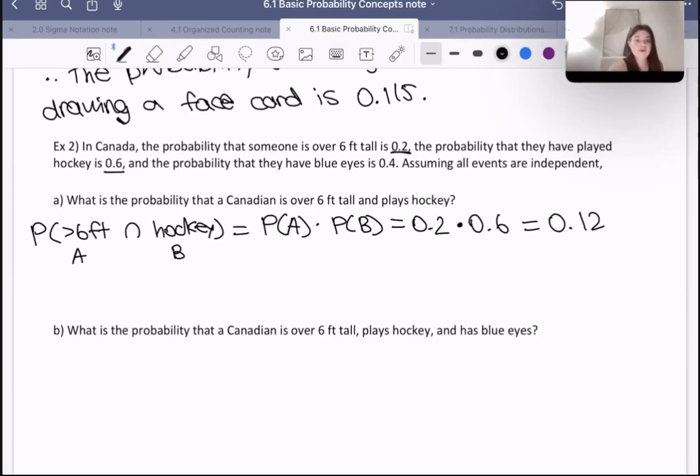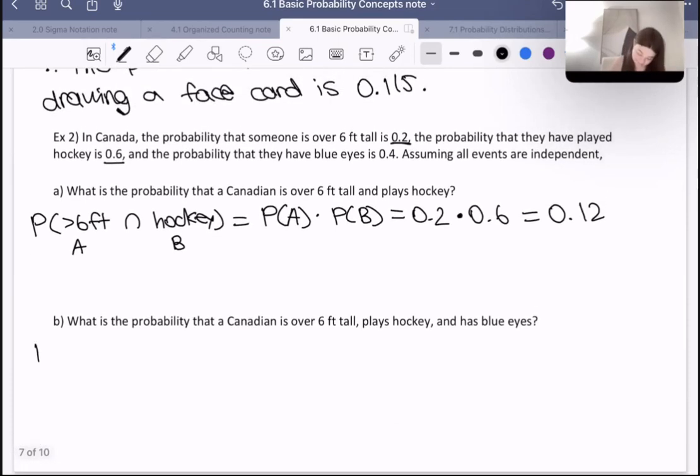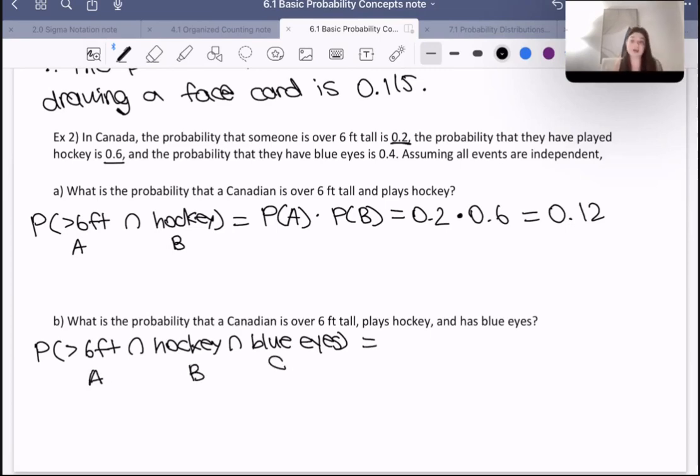All right, now they're wondering, what is the probability that a Canadian is over 6 feet tall, plays hockey, and has blue eyes, right? So let's do that. The probability of over 6 feet and hockey and blue eyes is going to follow the same formula, except this time we have three events, A, B, and C, but the same logic holds true. All we must do is multiply the probabilities of each of the independent events together, and we will get the probability that all three of these things are true.